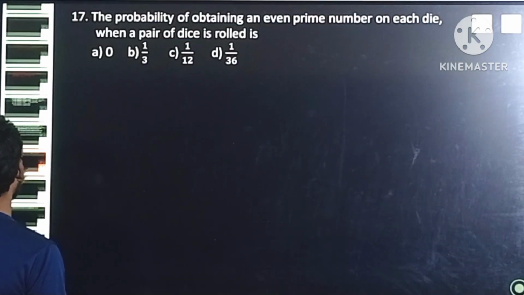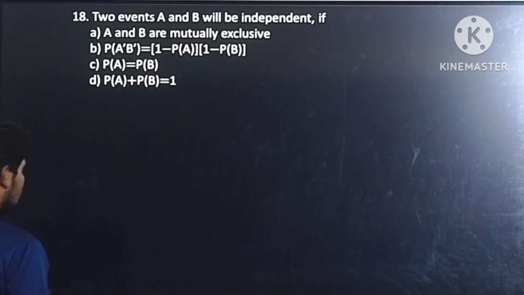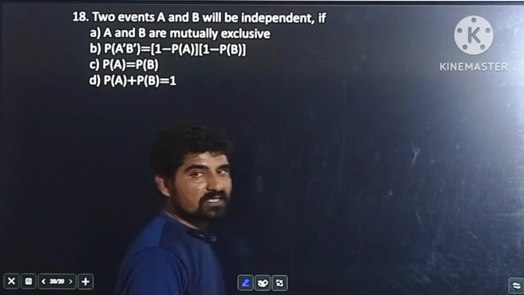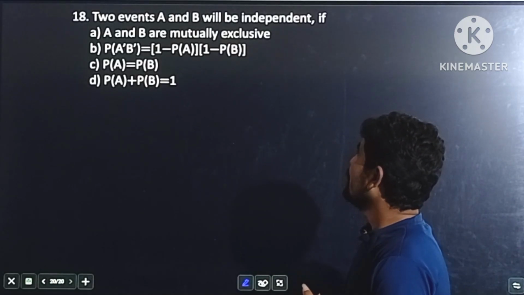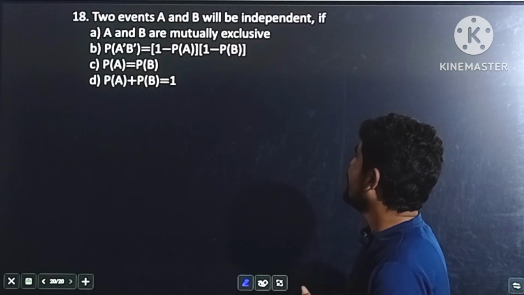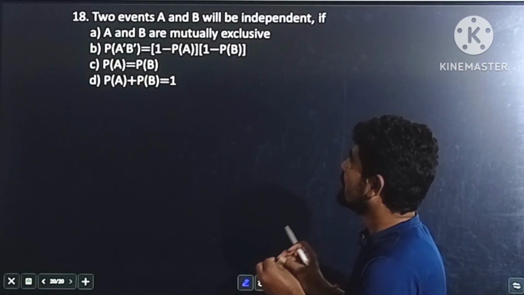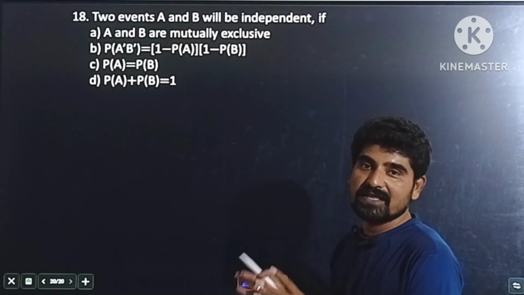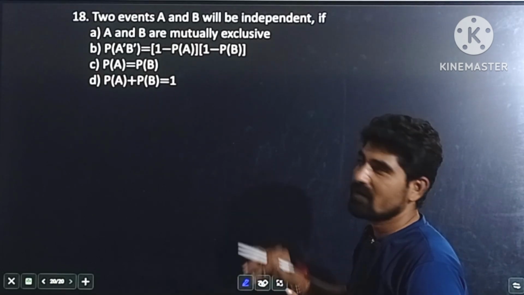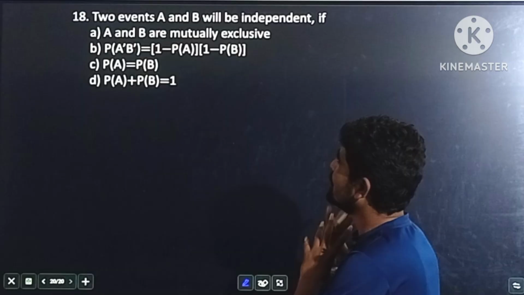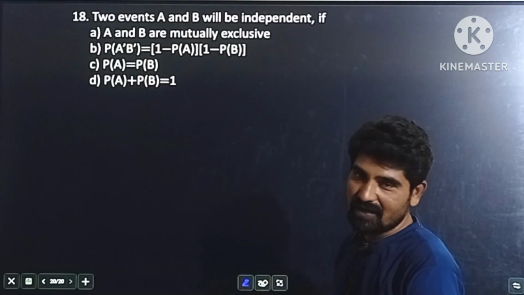And the next question is also one of the multiple choice questions, which is the last question of exercise 13.2. The question is: two events A and B will be independent if. So here we need to identify the condition when we say that two events A and B are independent events. Four options are given and we need to identify which option is suitable to say that the two events A and B are independent.